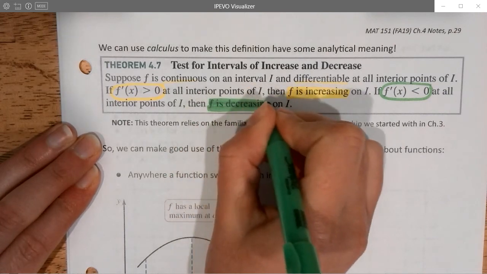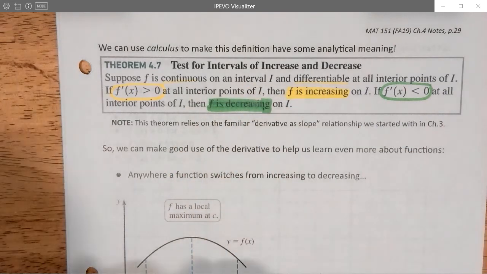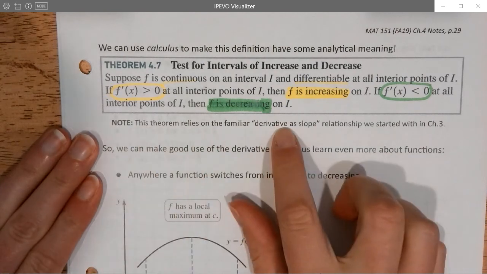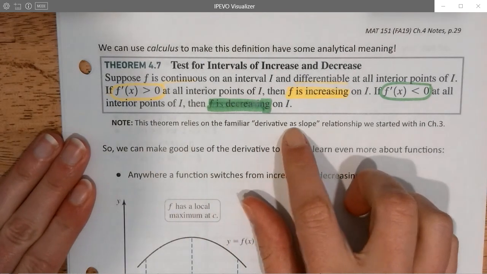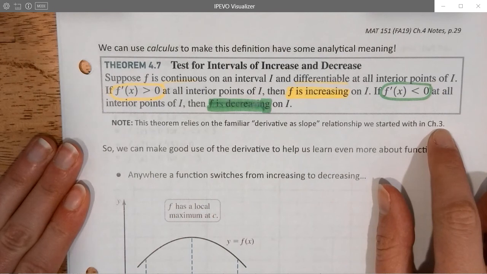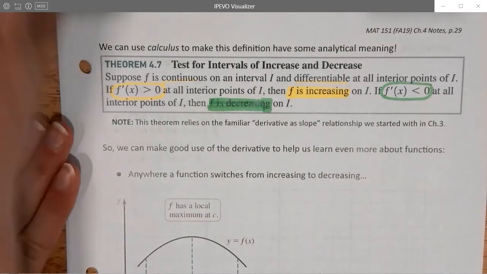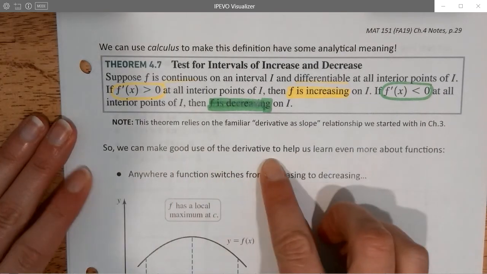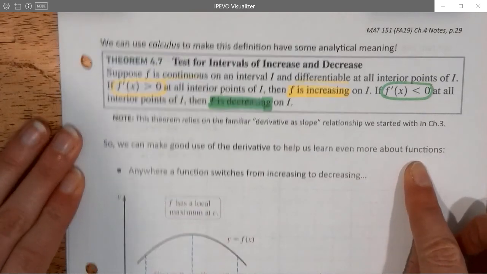So the sign of the derivative, whether it's greater than 0 or less than 0, tells us something about the original function. Okay? This theorem relies on a familiar derivative is slope relationship that we definitely discussed in Chapter 3. Now we can make good use of the derivative to help us learn even more about functions.